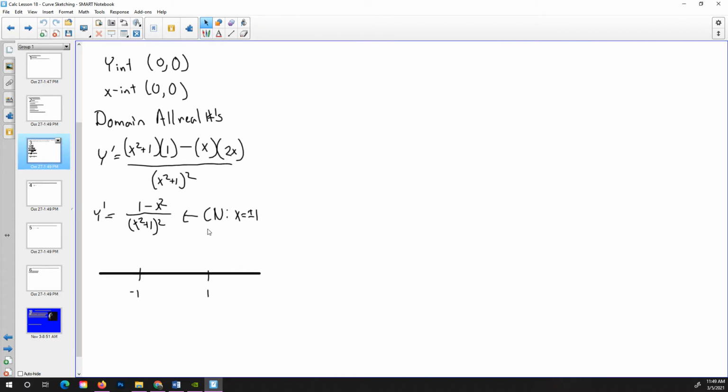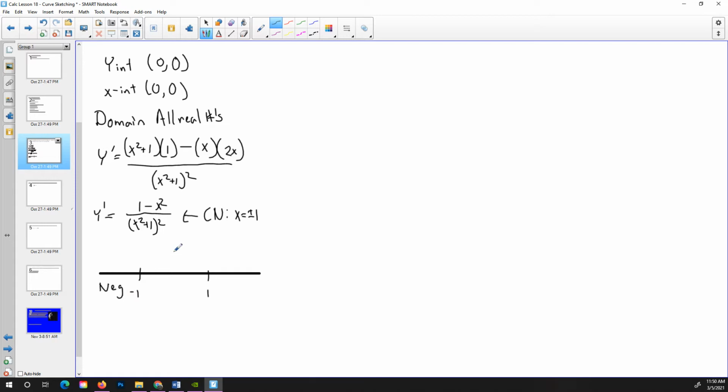So I want to find where this function is increasing or decreasing. So what I'm going to do here is plug in a value into this interval here. I'm going to pick -10. -10 squared is 100, and so 1 minus 100 is -99. So I've got a negative in the numerator. The denominator is always going to be positive. So when I go negative divided by a positive, I'm going to get a negative. So on this interval, I will have negative values for the first derivative. Now that means that the function is going to be decreasing over that interval.